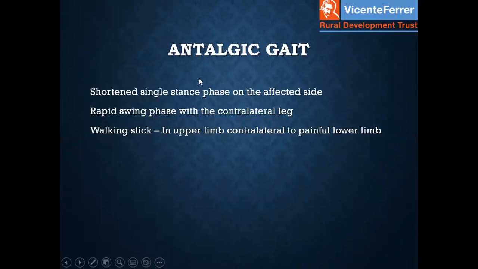So we'll see other common types of gaits. We see antalgic gait. Obviously everybody knows what antalgic gait is: gait abnormality which is due to pain in the limb. Due to pain, which phase of the gait cycle will be reduced, whether the stance phase is reduced or the swing phase is reduced?